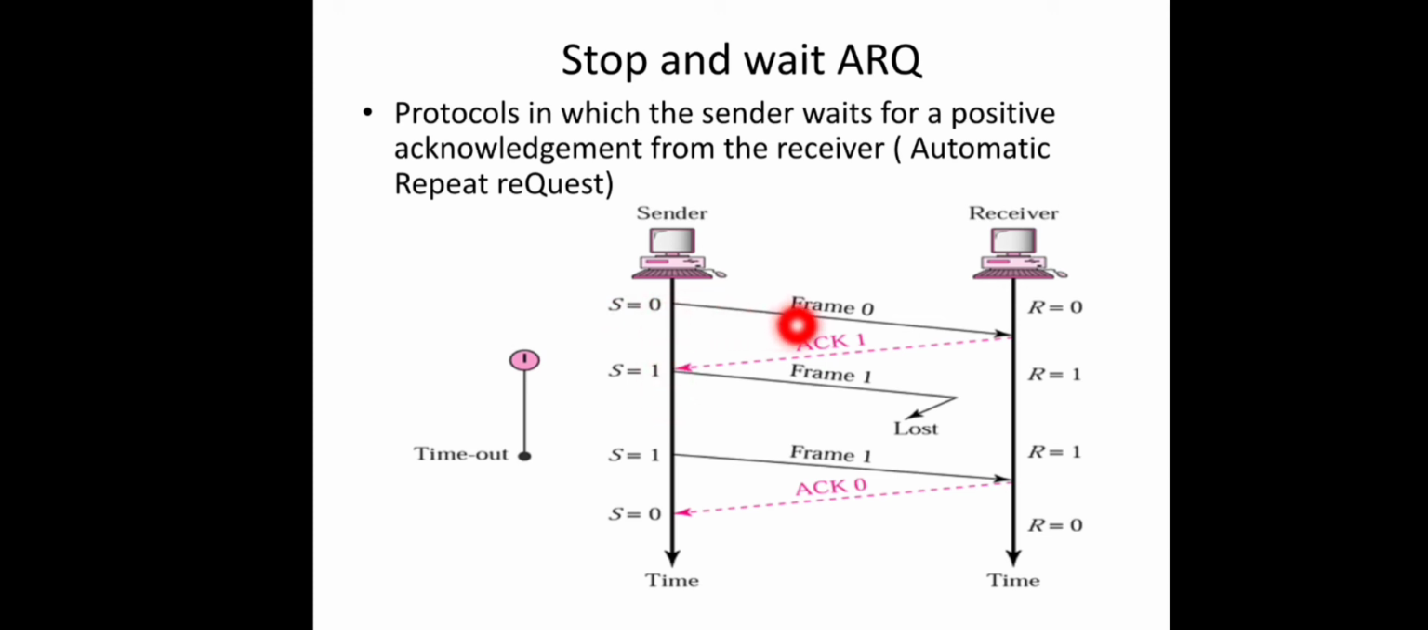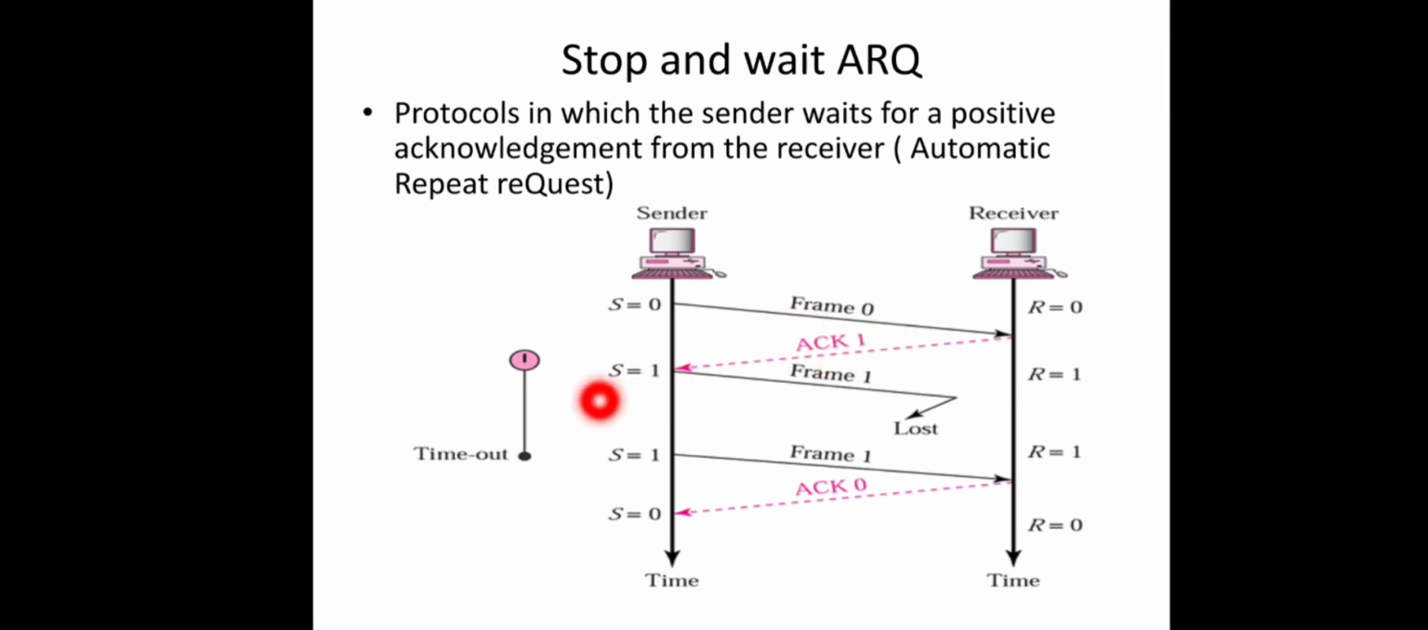The first frame will be numbered as frame 0 and it is received properly by the receiver. The receiver also keeps track of the sequence number. So R equal to 0, it received frame 0 and it sends an acknowledgement. You can see the sequence number here is 1. That means it next expects frame 1. That's the meaning of this 1 here. It received frame 0, it expects frame 1.